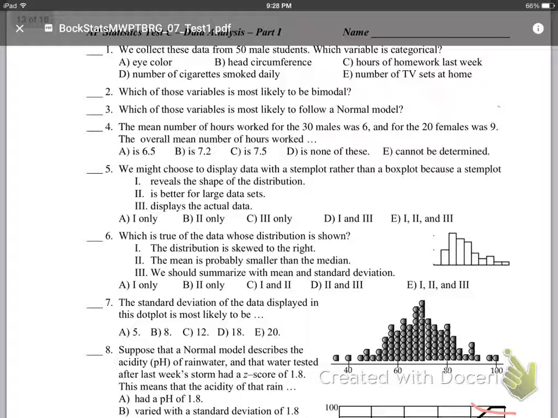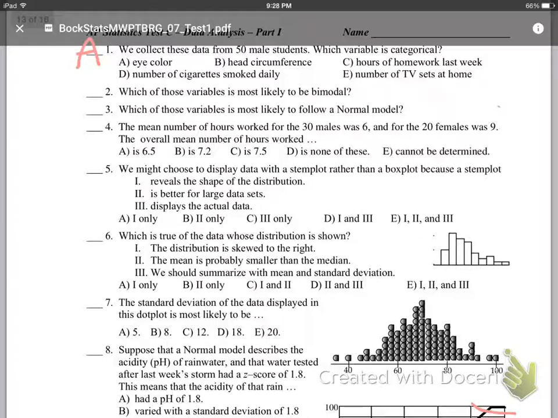We collect data from 50 male students. Which data is going to be categorical? Well, hopefully you realize that that's eye color, okay? Now, number 2 is bimodal, okay? So that means 2 modes. Now, that's not going to be eye color. Head circumference, hours of homework, number of TV sets.